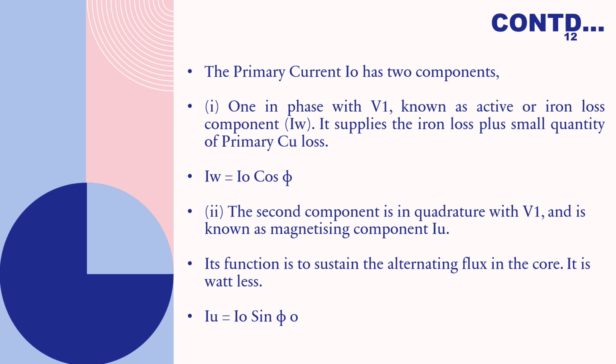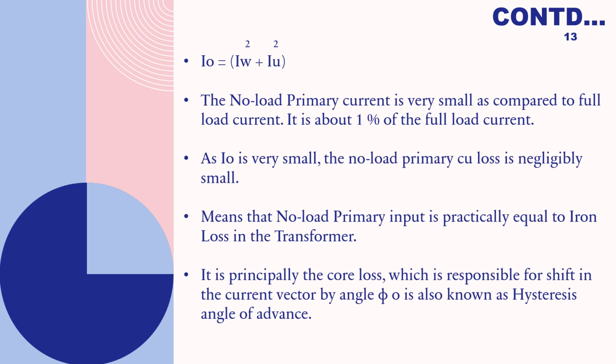The second component is in quadrature with V1 and is known as the magnetizing component IU. Its function is to sustain the alternating flux in the core. It is wattless. IU is equal to I0 sin phi 0. I0 is equal to the square root of IW square plus IU square.